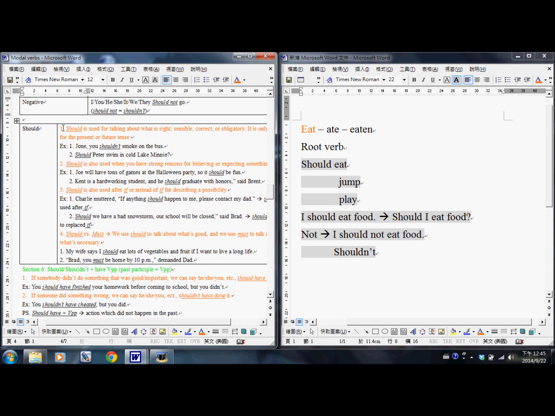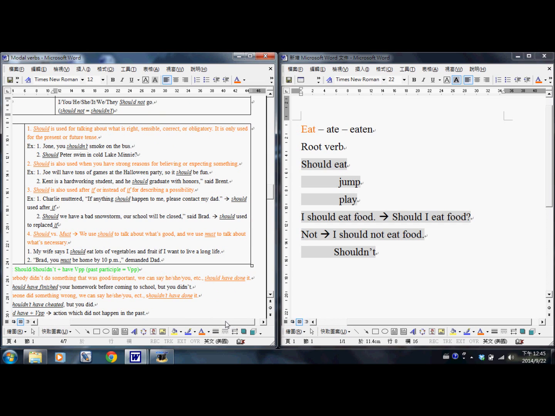There are four ways to use the modal verb should. Let's look at the first one. Should is used for talking about what is right, sensible, correct, or obligatory. It is used for the present or future tense. So we use should to talk about what is right. Like if it is right, then you should do it.